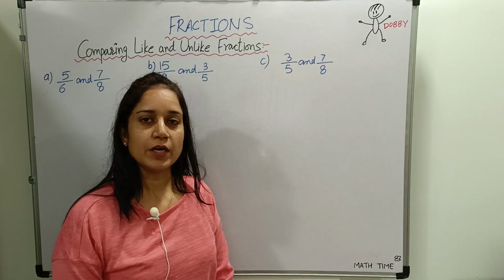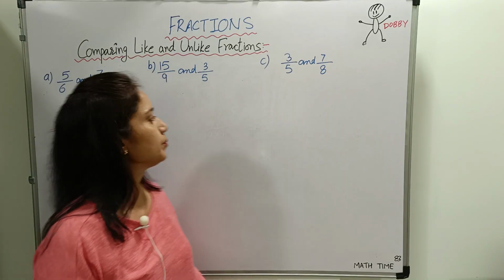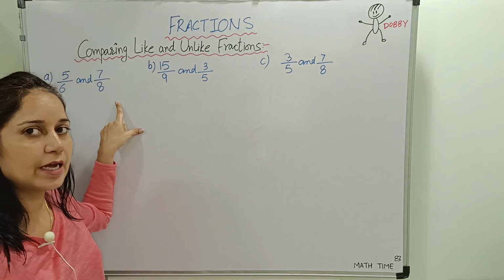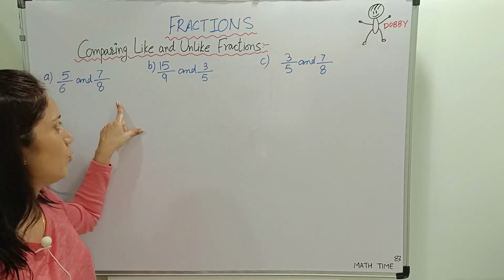First fraction. Now let us see some more examples. First fraction 5 upon 6 and 7 upon 8. As usual, we will be comparing the denominators.